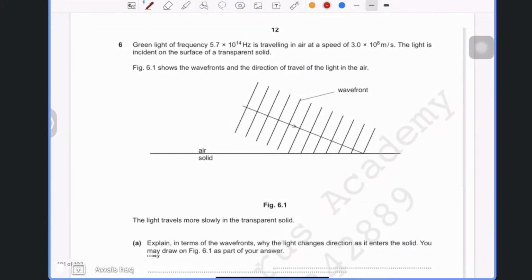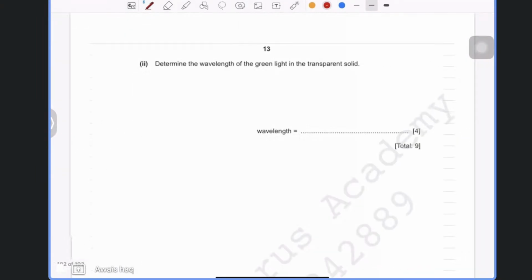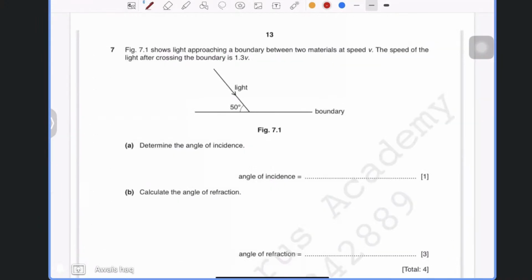Anyway, so now this question is a very simple question. You just need to do this as homework. But I'd like to do this question, which is very, very important. Now, this is a new type of question. They say light is approaching the boundary between two materials with the speed of v, and the speed of light after crossing the boundary is 1.3 v, right? So the speed is v, and after that is 1.3 v. It says determine the angle of incidence.